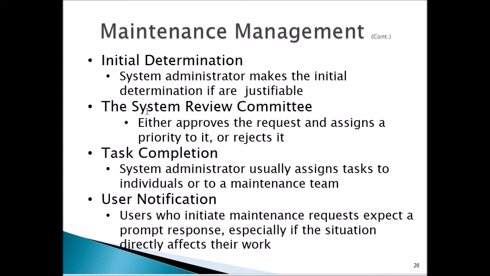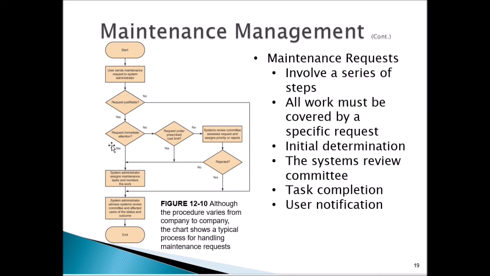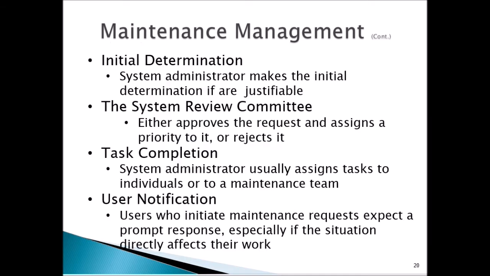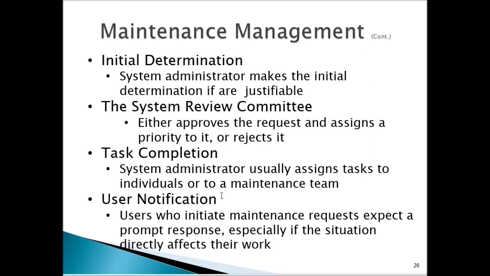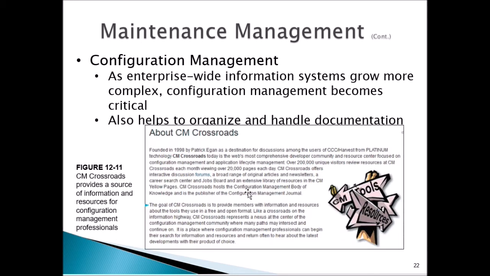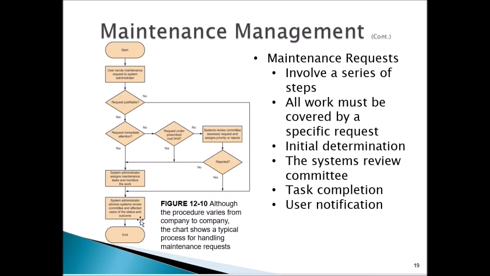The system review committee will either approve the request, assign priority to it, or reject it. Here's that step right there. Task completion. The system administrator usually assigns tasks to individuals or to a maintenance team. There's that step right there. And user notification would be the last step at the end. So that would be part of this right here.